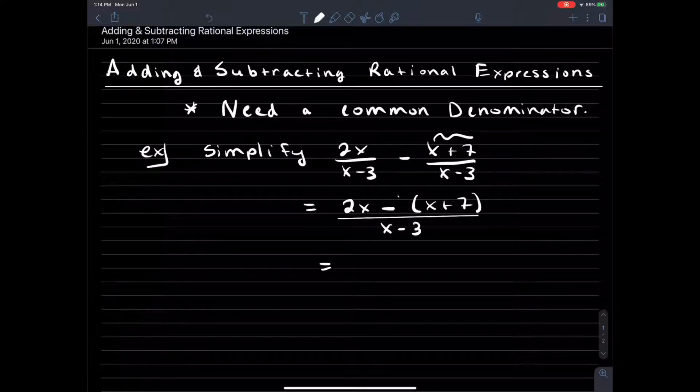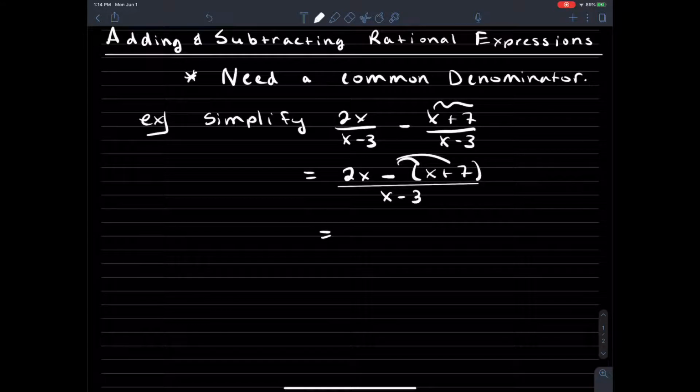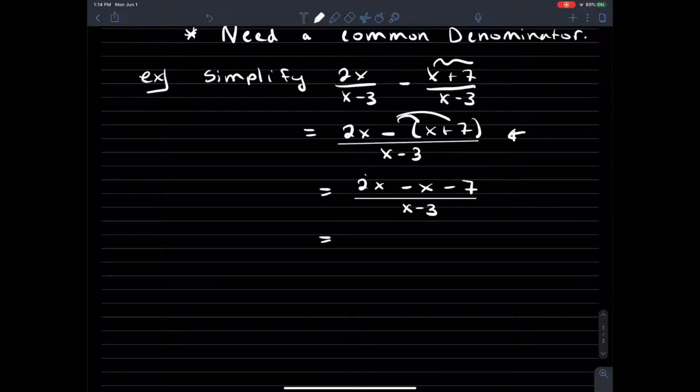We can see we have to subtract both terms. That's why it needs parentheses. You can skip this step, but I just wanted to show you. So it's minus x minus 7 all over my common denominator, x minus 3. And we can add our like terms: x minus 7 all over x minus 3 is my final answer.